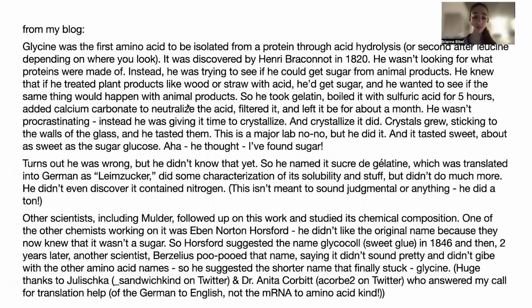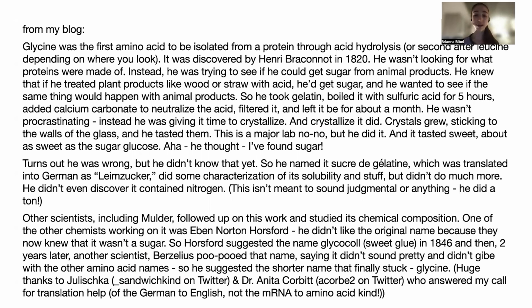He knew that if you treat wood or straw with acid, you get sugar, and he wanted to see if the same thing would happen with animal products. So he took gelatin, boiled it with sulfuric acid, and neutralized that acid. Then he left it to crystallize. It crystallized, and he tasted it, which you should never do with things in the lab. It tasted sweet, so he thought it was sugar. But he was actually wrong.